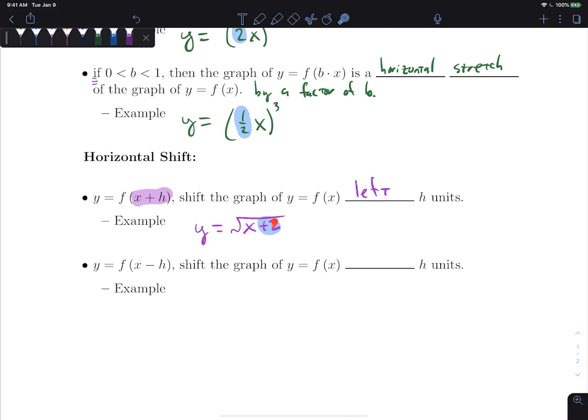Notice it's the opposite because it's inside with the x. So it's inside this big radical with the x, therefore you have to do the opposite. Anytime it's in the parentheses with the x, you do the opposite. Always remember that.